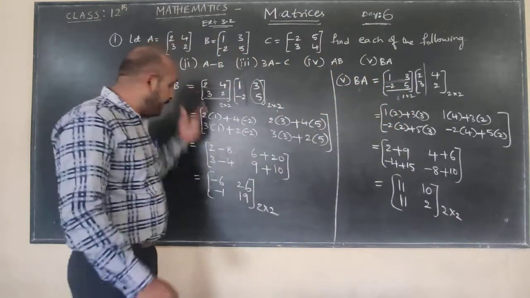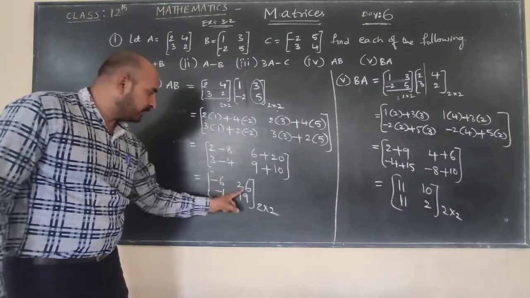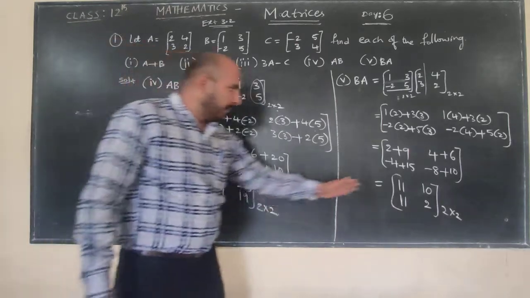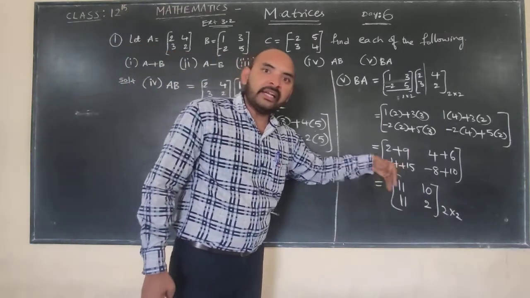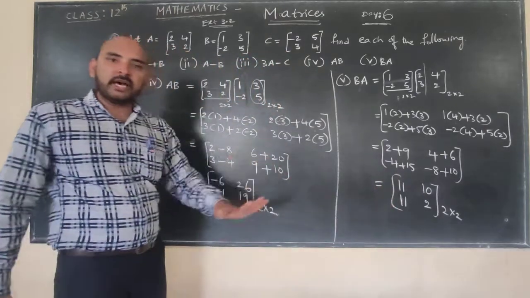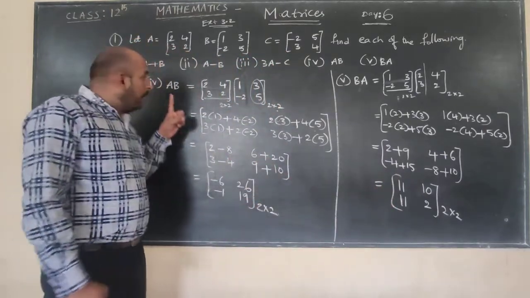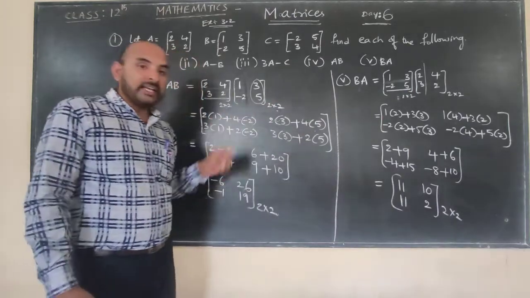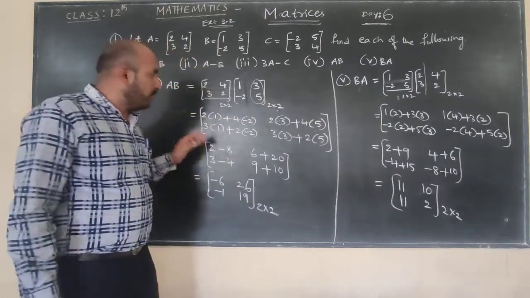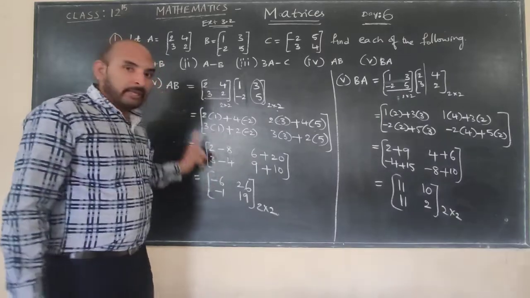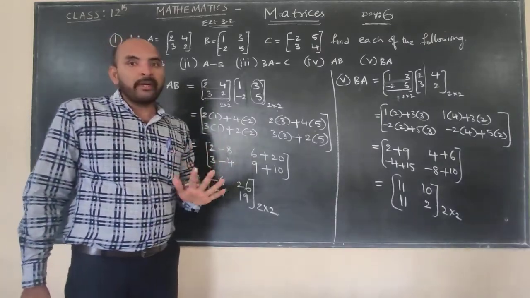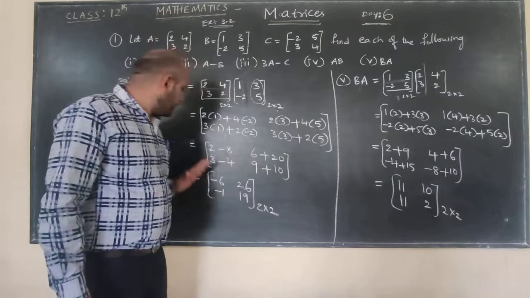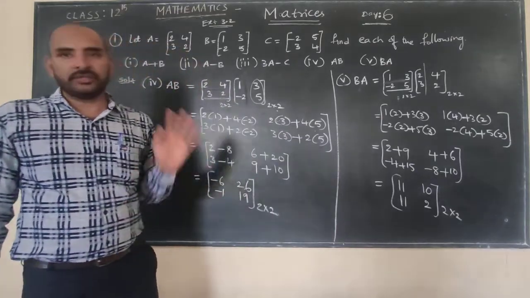Remember, here AB matrix how much? Minus 6, 26, minus 1, 19. And here BA matrix elements are completely different. And both matrices are same orders. Then AB is not equal to BA. So, in the matrix multiplication property, we have seen clearly matrix multiplication commutative property does not exist depending on the orders.